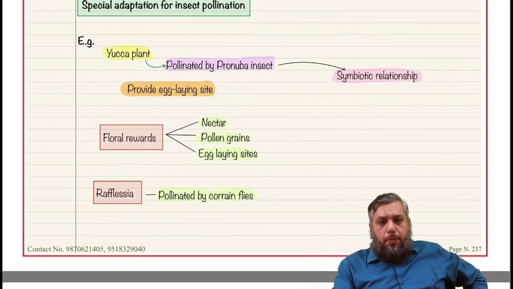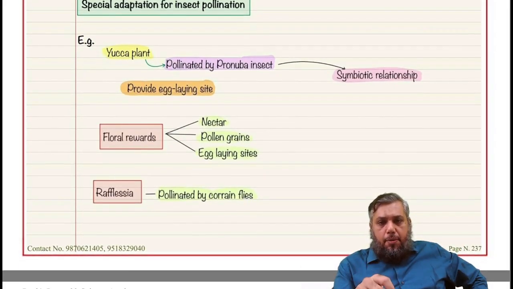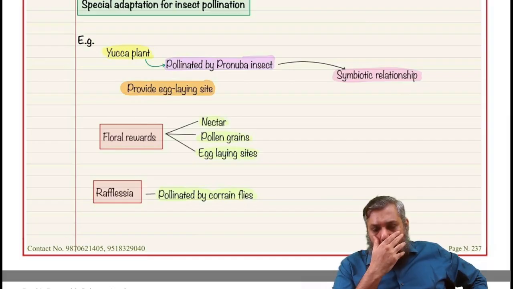Then, to give you specific examples, there's a plant called yucca, which is pollinated by an insect called the pronuba, the yucca moth. The symbiotic relationship between the two we study in mutualism in organisms and populations. In Rafflesia, which gives out a foul odor and smell, it is pollinated by a type of flies called carrion flies.